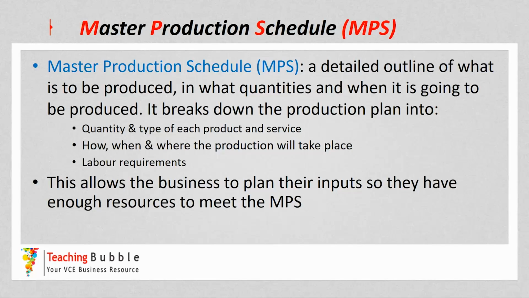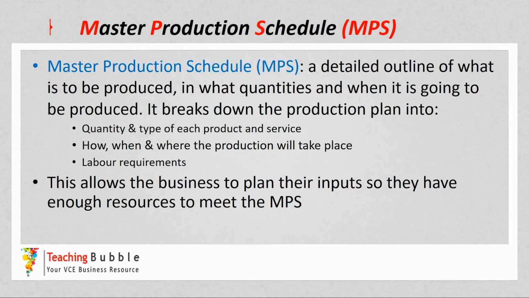The next material strategy is called a master production schedule, or what you'll see is an MPS. It's a detailed outline of what is to be produced, in what quantities, and when it's going to be produced. So it breaks down a production plan, which is an overall plan of what a business is going to produce, in terms of the quantity and type of each product or service that's going to be produced, how, when, and where the production will take place, and also the labour requirements.